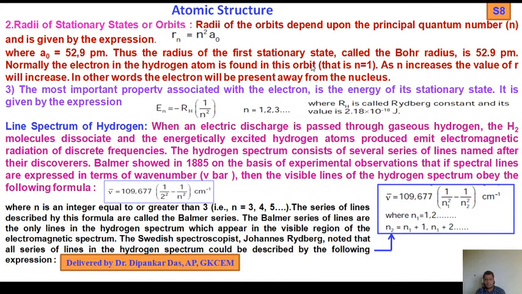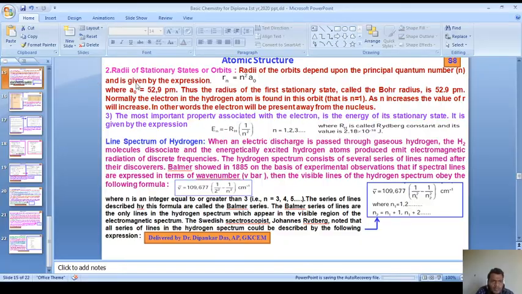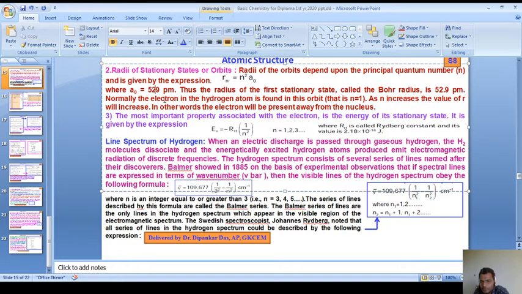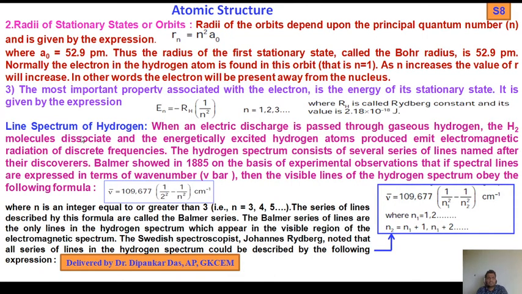Thus the radius of the first stationary state, called Bohr's radius, is 52.9 picometers. Normally the electron in the hydrogen atom is found in this orbit, that is n equals 1. As n increases, the value of r also increases. If the principal quantum number increases, then the distance between the nucleus and the outer shell electron also increases, because the number of shells increases and electrons are added into the new quantum shells.